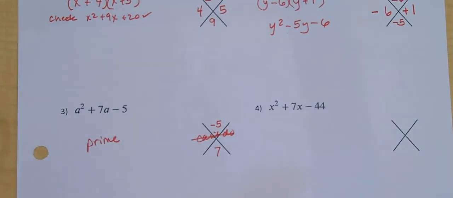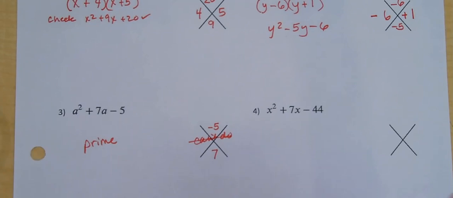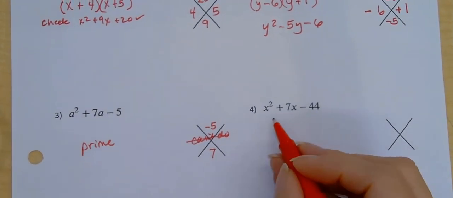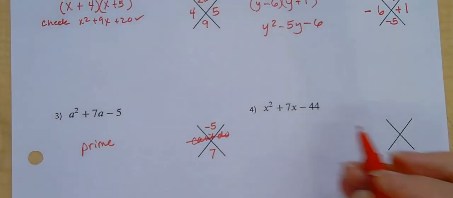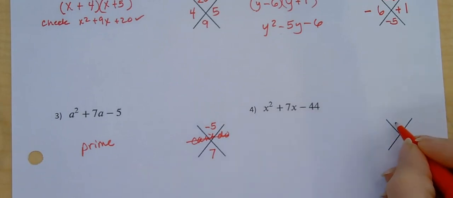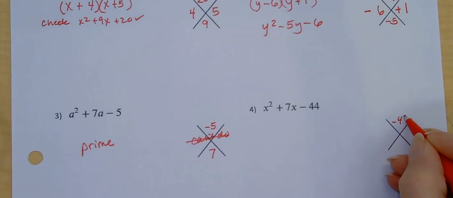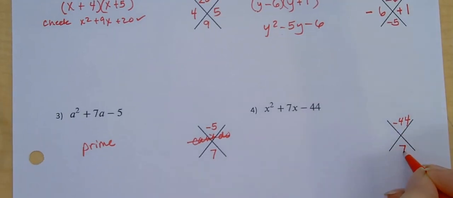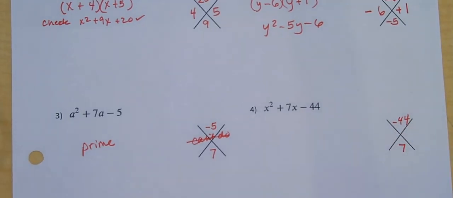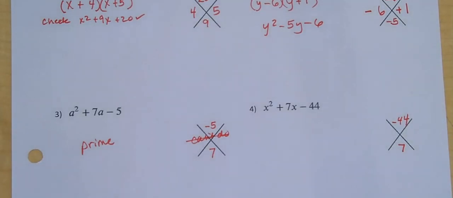All right. Okay, so let's look at this next option here. x squared plus 7x minus 44. A times c is going to be negative 44, and b is 7. So I've got to think about things that multiply together to give me negative 44 that add together to give me 7. So this also seems like it might not work, but let's mess around with it and see.